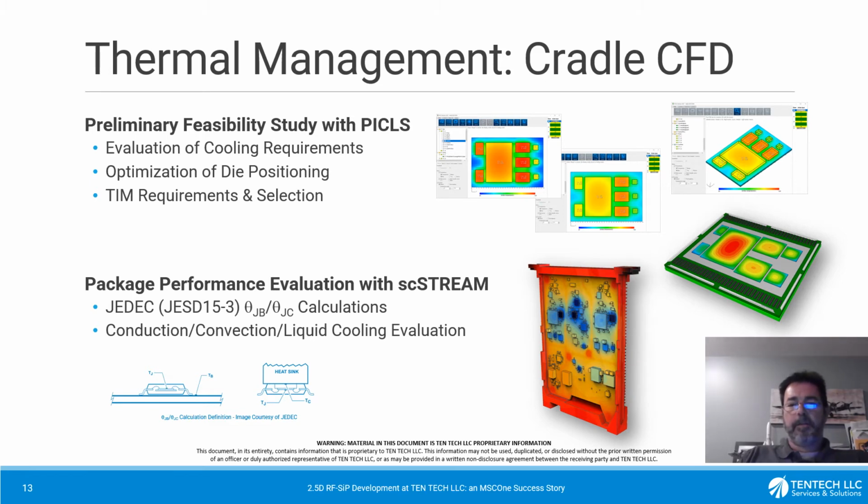And, very quickly, PICLS lets us see that if you're in a free convection environment, it's never going to work. You need a minimum of 4 meters per second airflow at X70C or something like this to actually come close to a possible design. So we already know this very quickly after using PICLS for a little bit, and we can move on to higher level thermal analysis using Cradle CFD, so scSTREAM. This allows us to have a good idea of what we want before we start the complex 3D modeling.